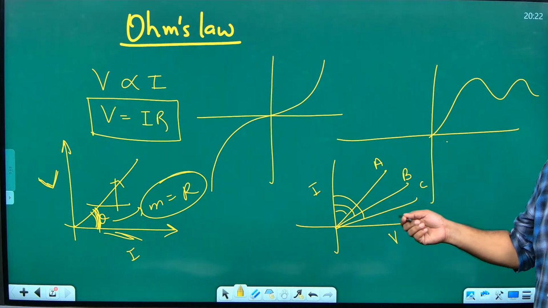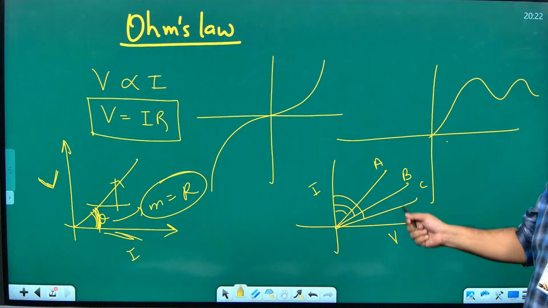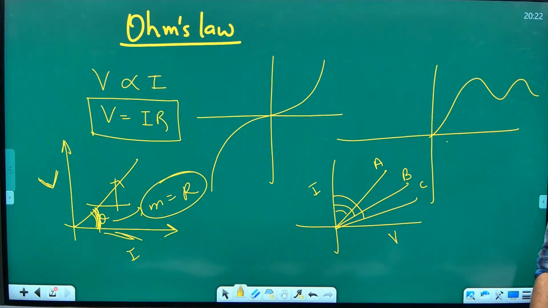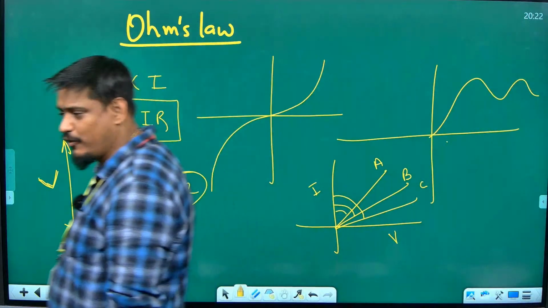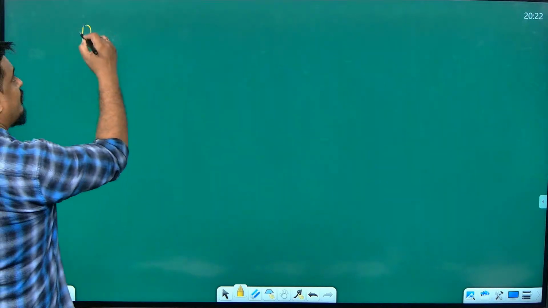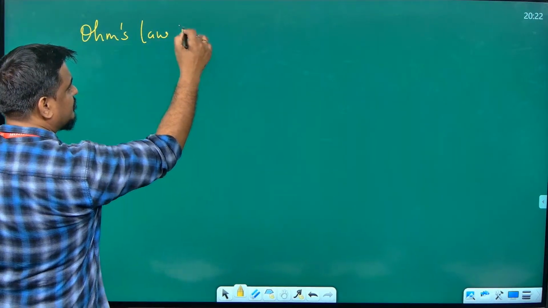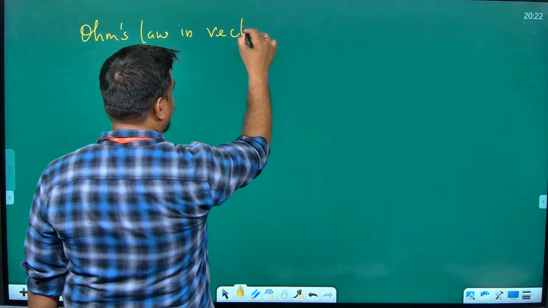Are you getting it? This kind of question comes in the exam also. There are 3 graphs. Which material is having maximum resistance? Very basic thing I am talking to you. Now let us try to understand Ohm's law in vector form. Very important for the examination. Shall I go to Ohm's law in vector form? So you write Ohm's law in vector form. Now this is something which is new for you.